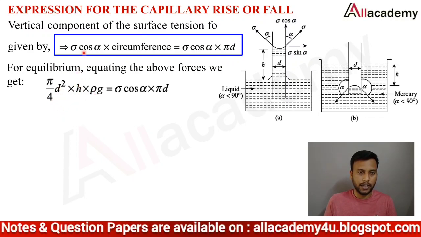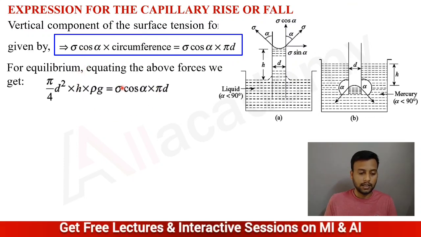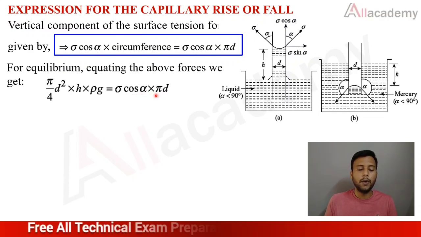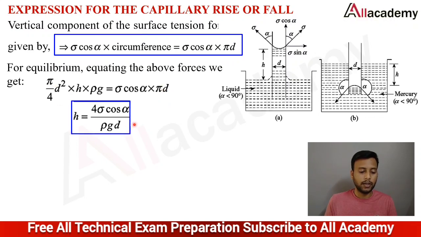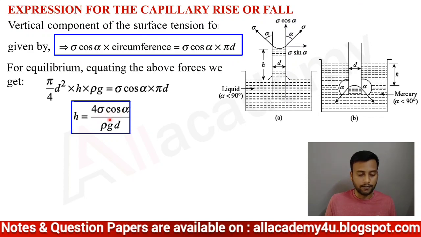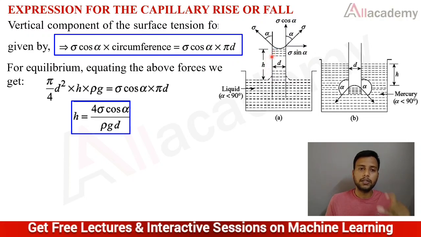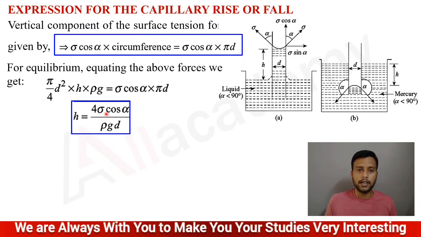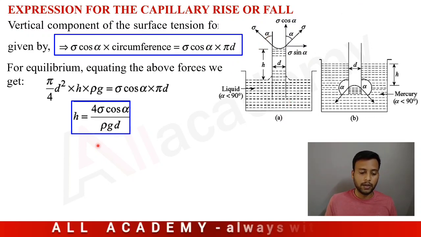This is the first equation, that is the rise of liquid in the capillary tube, and this is the vertical component of the surface tension, that is sigma cos alpha into pi into d. Now by equating these, I get h is equal to 4 sigma cos alpha divided by rho g d, where h is the height. So now I can easily identify how much height there is. Here 4 is a numerical constant, sigma is the surface tension, cos alpha is the angle of contact, rho is the density of the liquid, g is the gravitational constant and d is the diameter of the capillary tube.